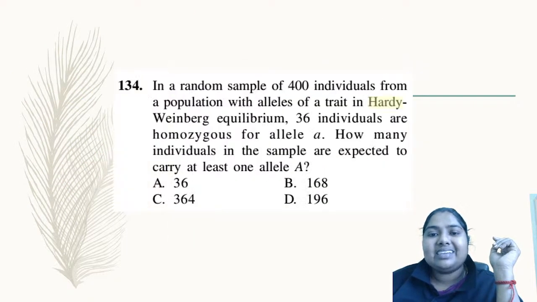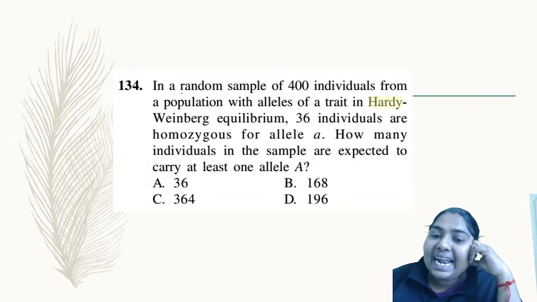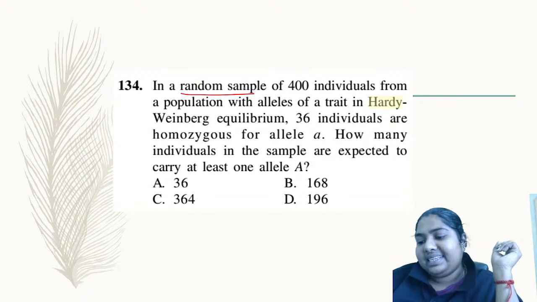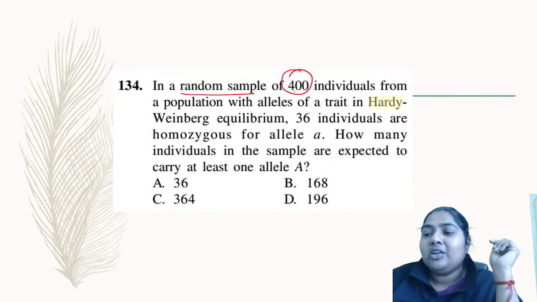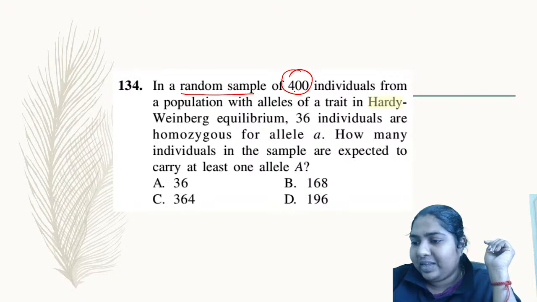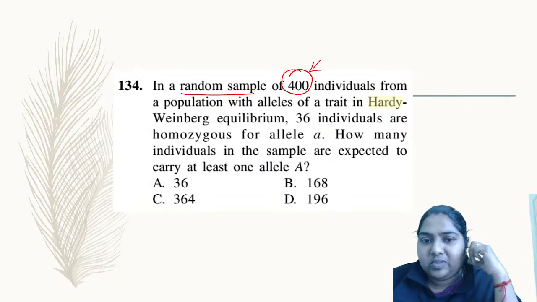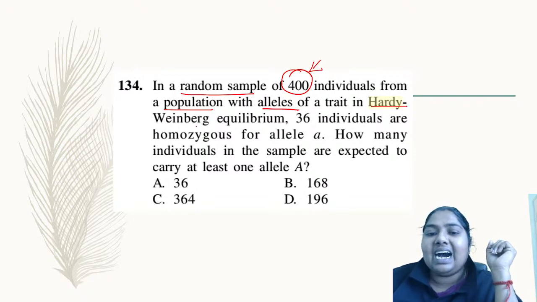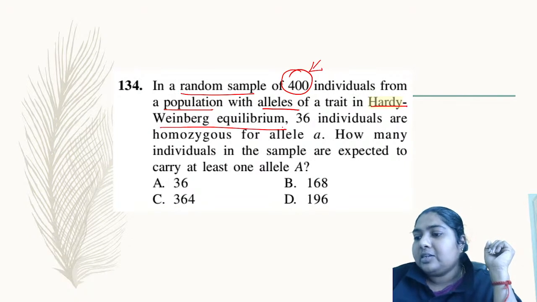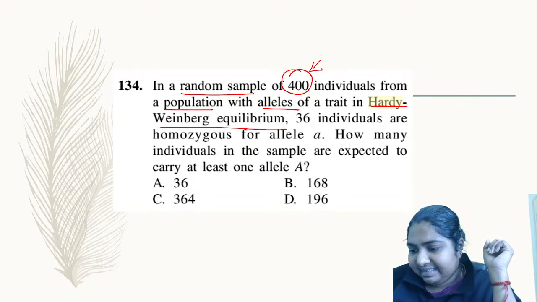Yes, Kunal. Okay, so in a random sample, there are going to be 400 individuals from a population with the alleles of the trait in Hardy-Weinberg equilibrium. So now what happens? Yes, Sandhya, that is going to be better.